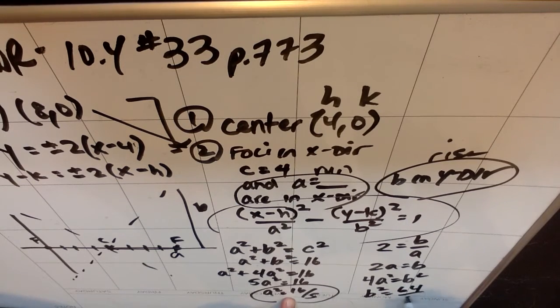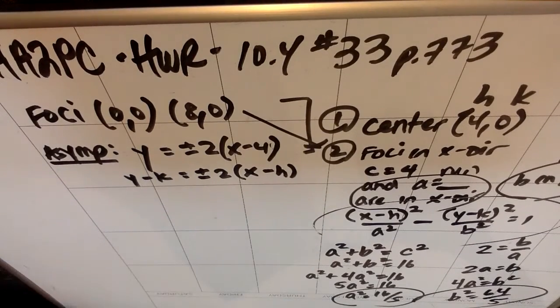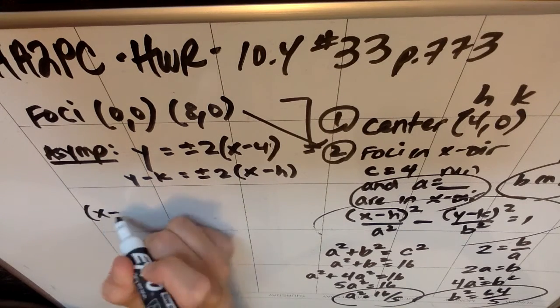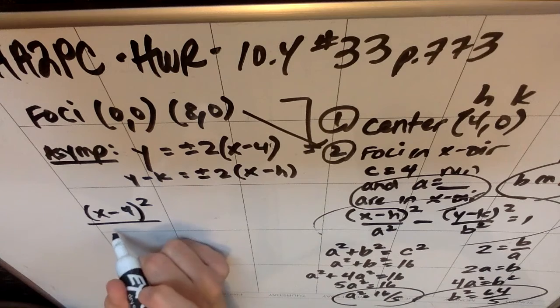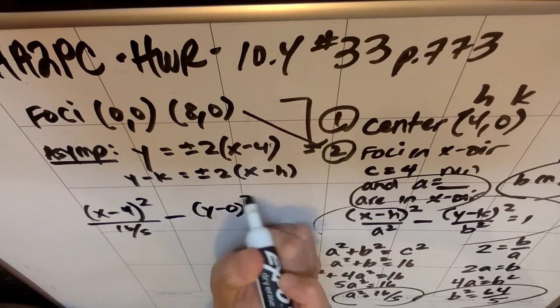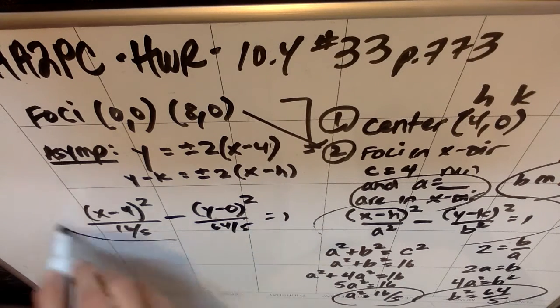64/5. So the answer that we end up getting, there's one of 2 options for this answer. I'm going to erase what this looks like here. One option is to leave a fraction in your fraction and say that your answer is (x minus 4) quantity squared over this 16/5 minus (y minus 0) quantity squared over this 64/5 equals 1. And there's nothing wrong with that.